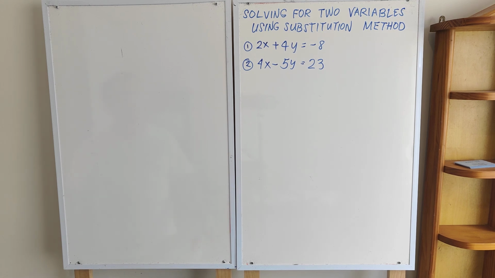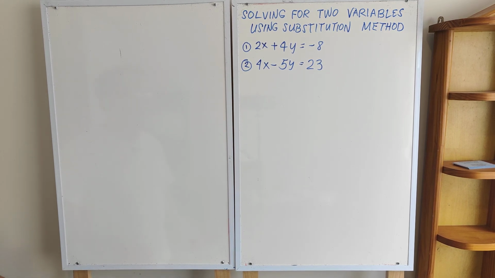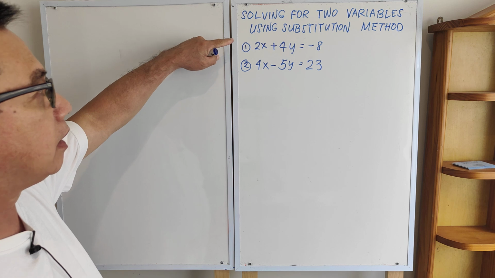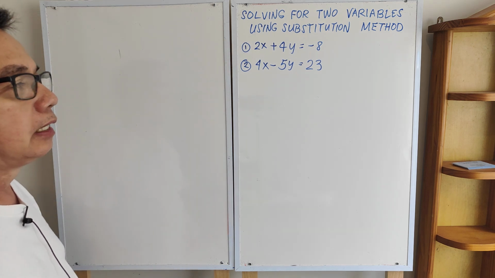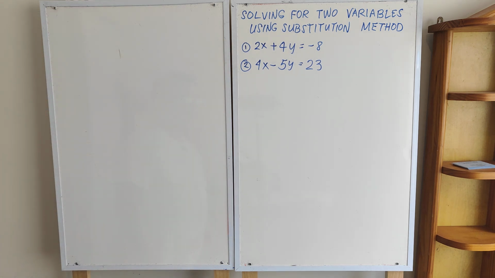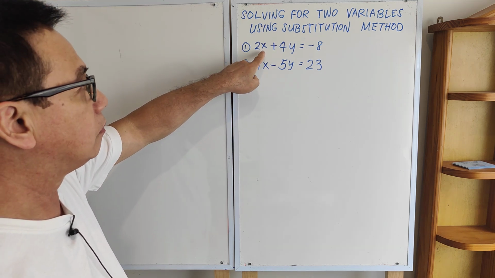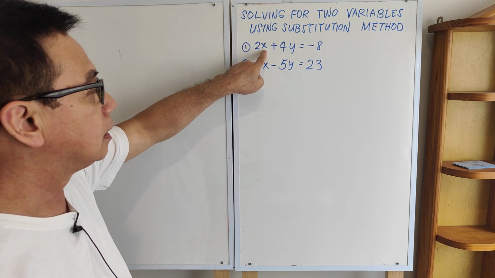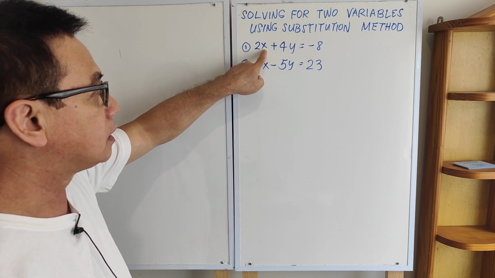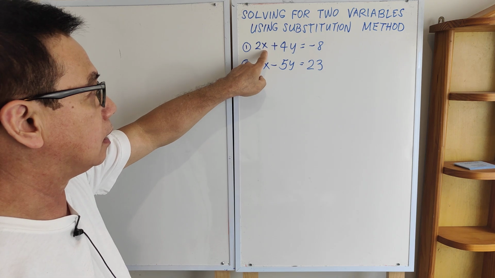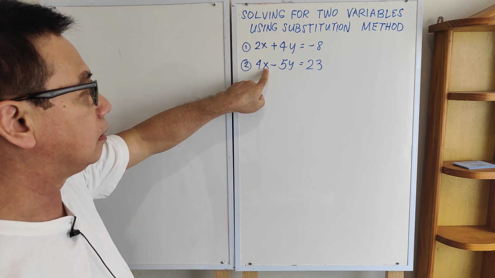In this topic, we will solve for the two variables that will satisfy both equations. Now, there will be four options in solving the two variables. First one is to solve for x or isolate x. Once we get the value of x, we will substitute it in here.